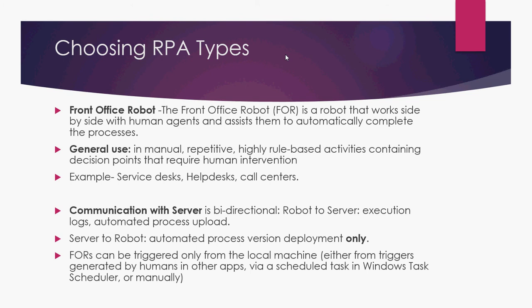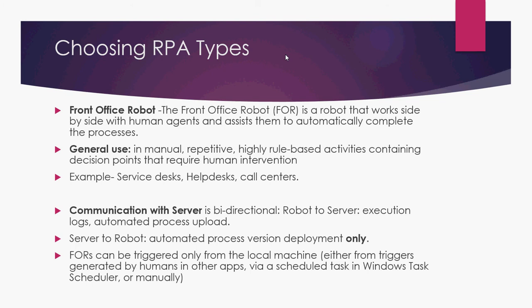General use is in manual, repetitive, highly rule-based activities containing decision points that require human intervention. Examples: service desk, help desk, call center, etc. As I mentioned before, in the call center, suppose there is a need to set up a call, then we can use a front office robot to set up a call in one click. Communication with the server is bidirectional: robot to server, execution logs, automated process upload.